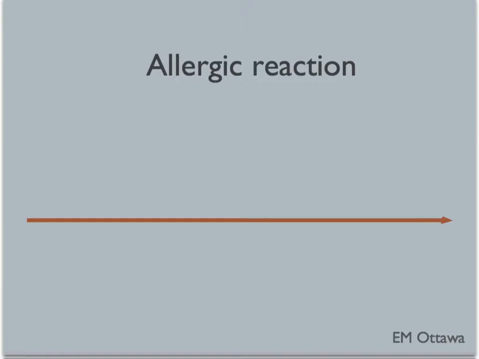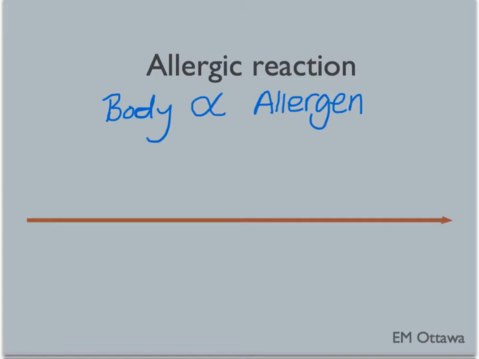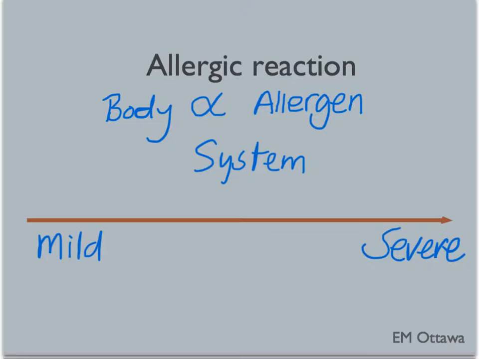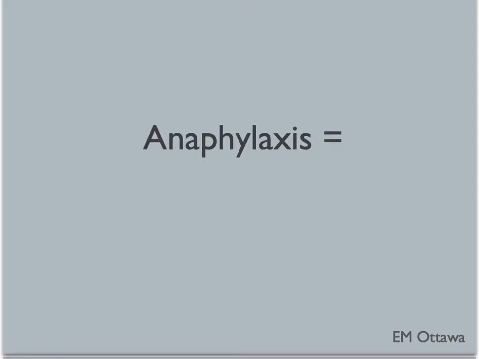Allergic reaction occurs when the body reacts to a previously sensitized allergen. It can occur in different body systems. It can range from mild to severe. The worst form of an allergic reaction is anaphylaxis. In anaphylaxis, multiple systems are involved. Anaphylaxis is a medical emergency.